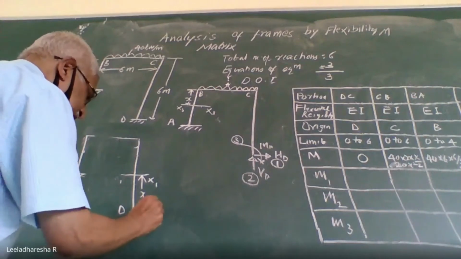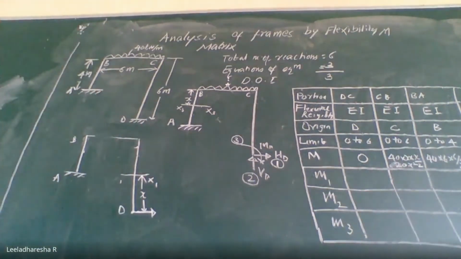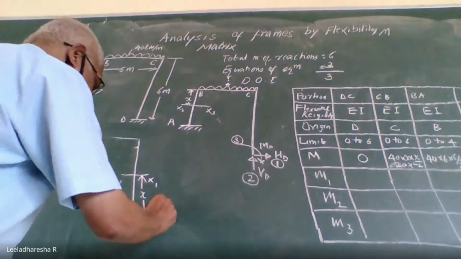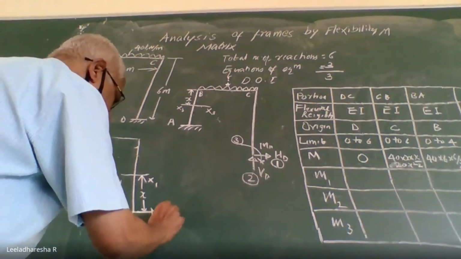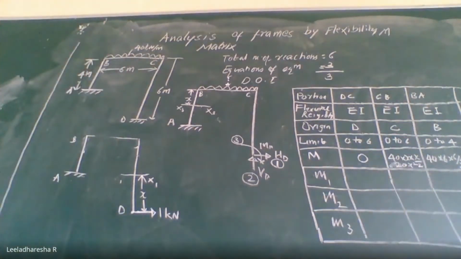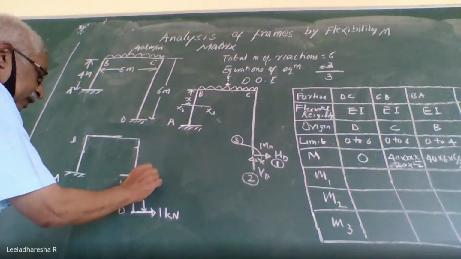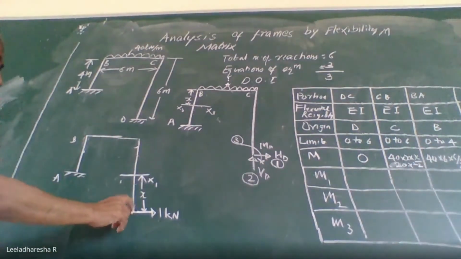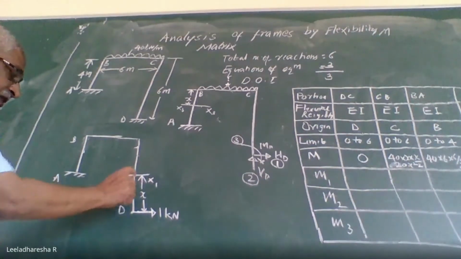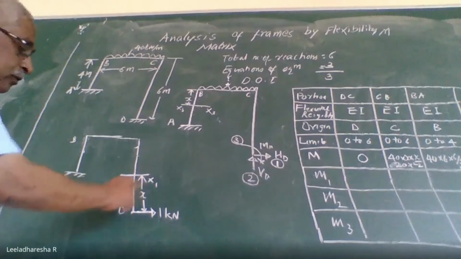Coordinate number 1 is nothing but HD, or we can simply call it F1. So apply a load of 1 kilonewton in coordinate direction 1. Now you have a section x1 anywhere from D at a distance x from end or origin D. What is the bending moment?